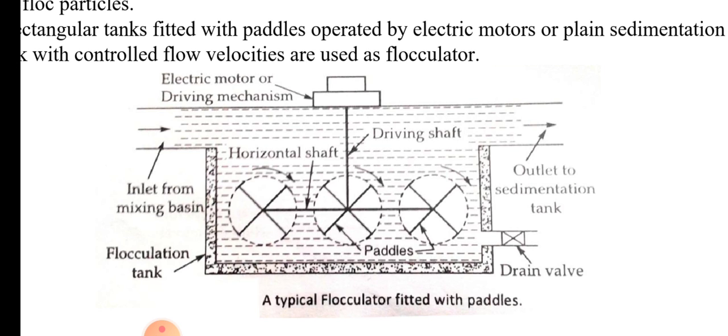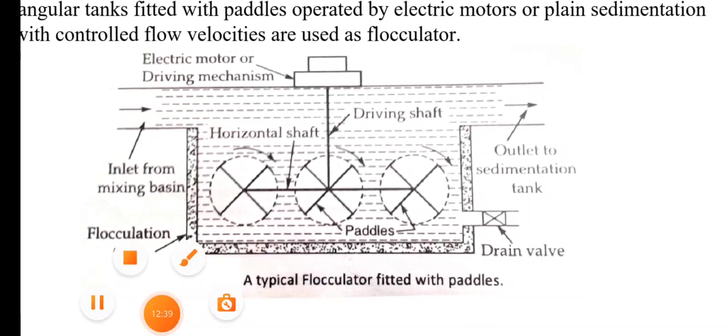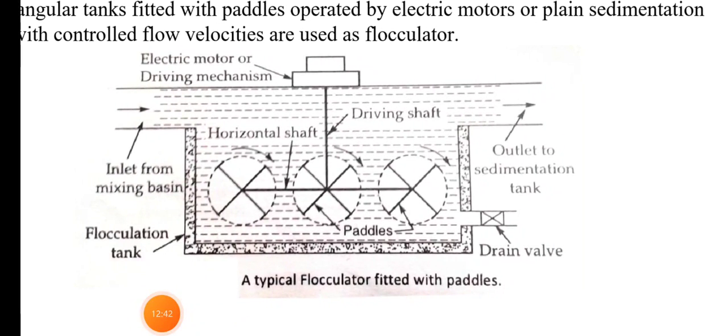As you see in the figure, a typical flocculator consists of the following parts. It consists of a rectangular tank for slow and gentle stirring to permit build-up and agglomeration of the flock particles. The rectangular tanks are fitted with paddles which are operated by electric motors, or plain sedimentation tanks with controlled flow velocities are also used as flocculators.